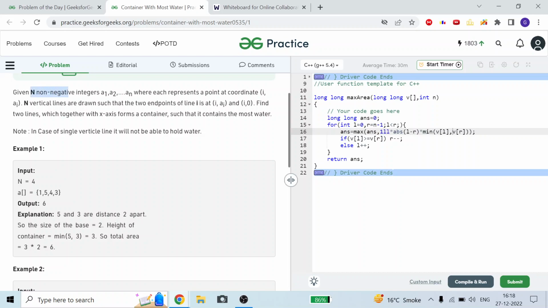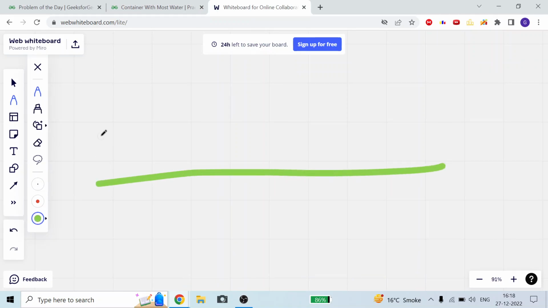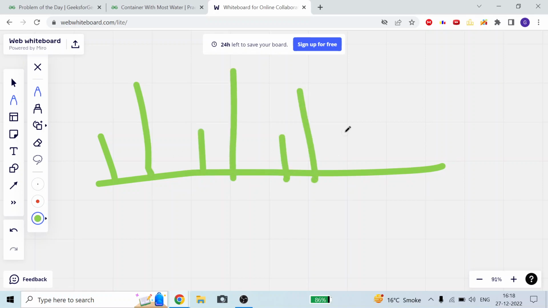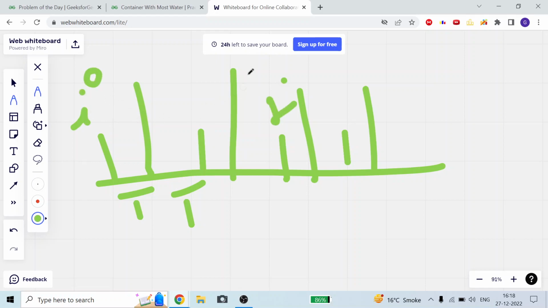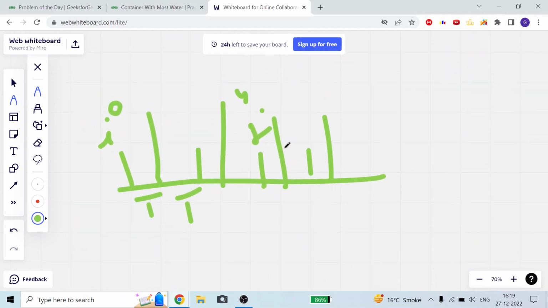Here we are given n non-negative integers a1 to an. Basically what the problem statement says, we are given a wide range where some n vertical lines are given, and the distance between any two adjacent vertical lines is 1. Suppose this is i and this is j, with indices 0, 1, 2, 3, 4. The horizontal distance between any i and j is j minus i, that is 4 minus 0, which is 4. You can check: 1, 2, 3 and 4.